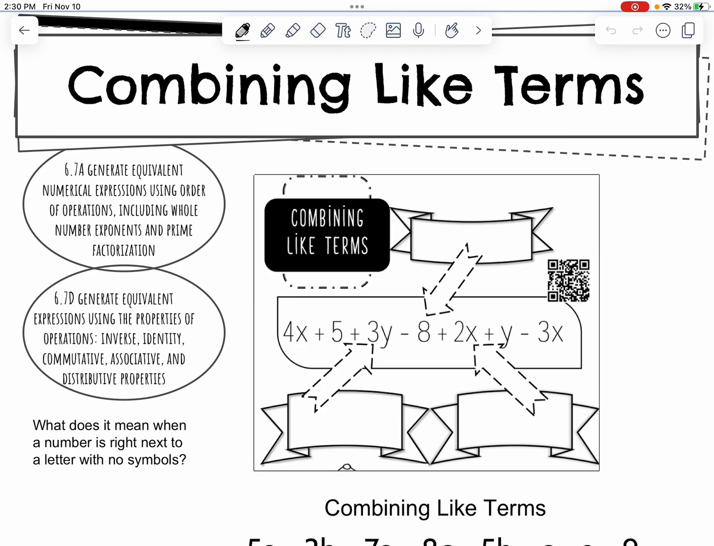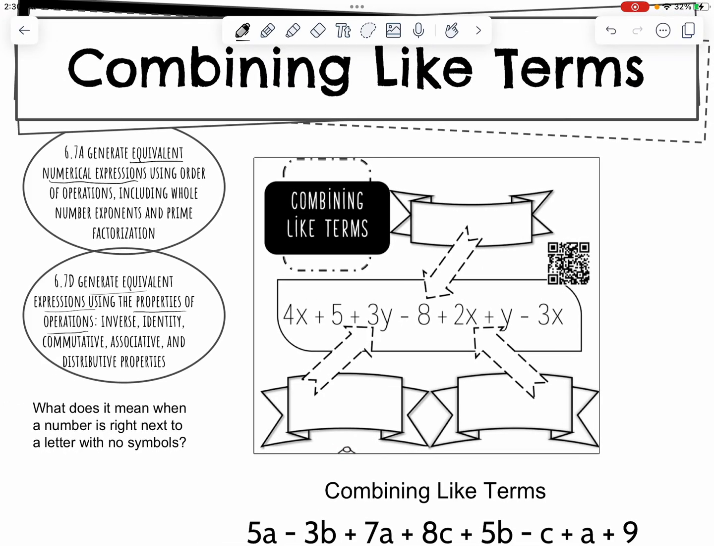This is something very important we need to know when we are going to generate equivalent numerical expressions and using the properties of operations to be able to generate those equivalent expressions. Okay, so here we go. We need to know some vocabulary terms.